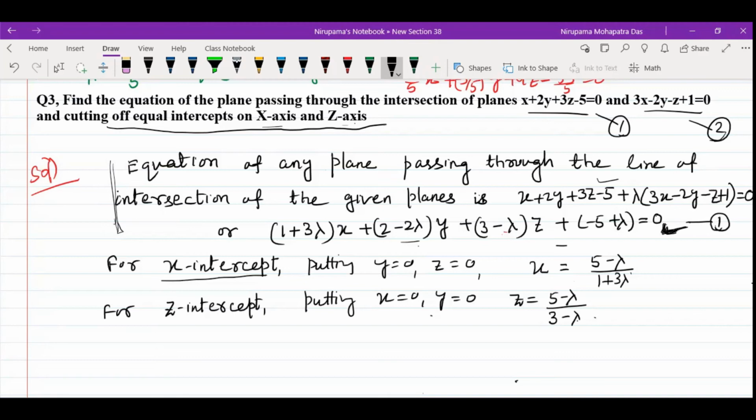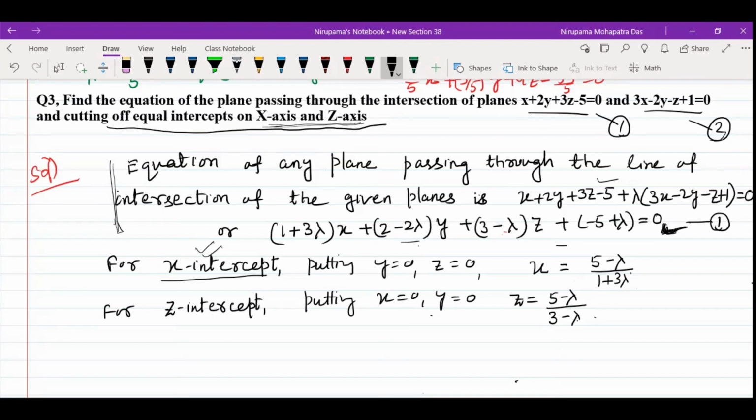So here the condition is x-intercept equal to z-intercept, right? To get the x-intercept, we can put y equal to 0 and z equal to 0. Putting y0, z0, we get x equal to (5 minus lambda) divided by (1 plus 3 lambda). Similarly, for the z-intercept, we can put x0, y0.